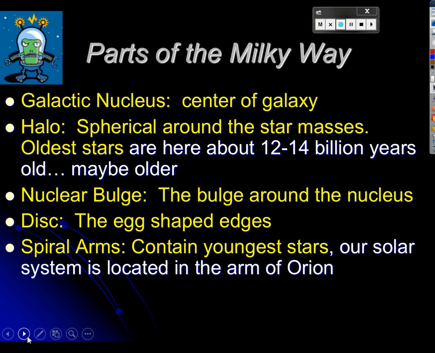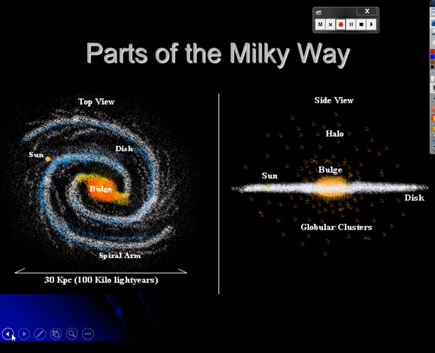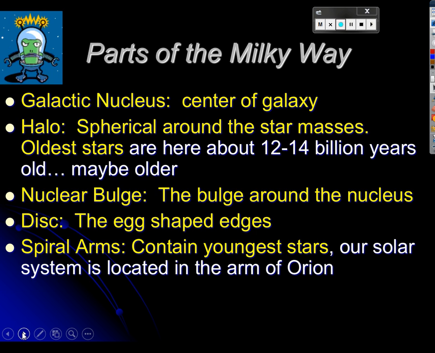Okay, here are the parts. If you labeled them on the actual picture from the slide before, you can just write some notes around it, or you can handwrite it, either one. You still need what's in yellow. The galactic nucleus is the center. The halo is the spherical area around the star masses. This is where the oldest stars are, and we've estimated them to be between 12 and 14 billion years old. The nuclear bulge is the bulge around the nucleus. The disk is the egg-shaped edges, and the spiral arms are the arms that spiral out.